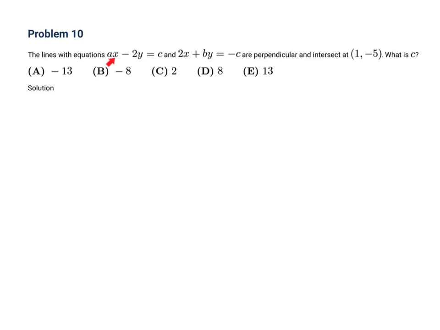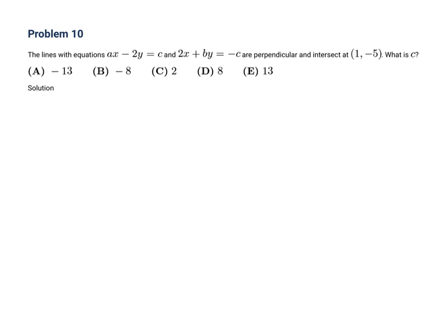In number 10, we are given two equations. These are two straight lines. We know that they're perpendicular, and there's an intersection for these two lines, and we want to figure out the c. Because we do know that they're perpendicular, that means the product of their slopes would be equal to -1.